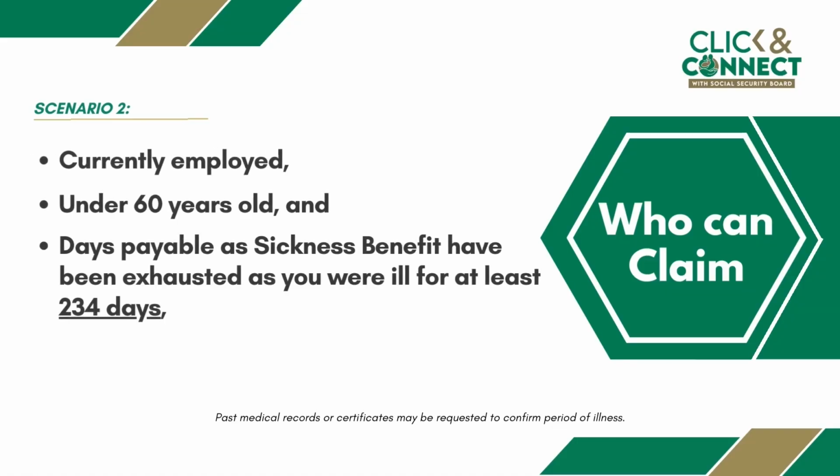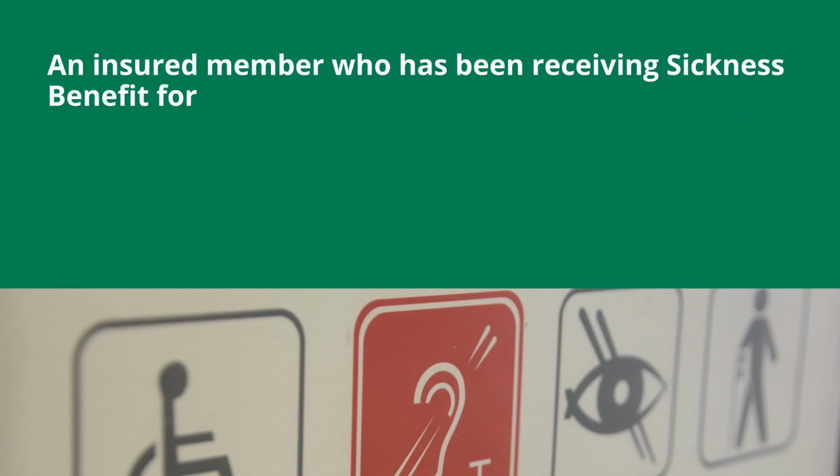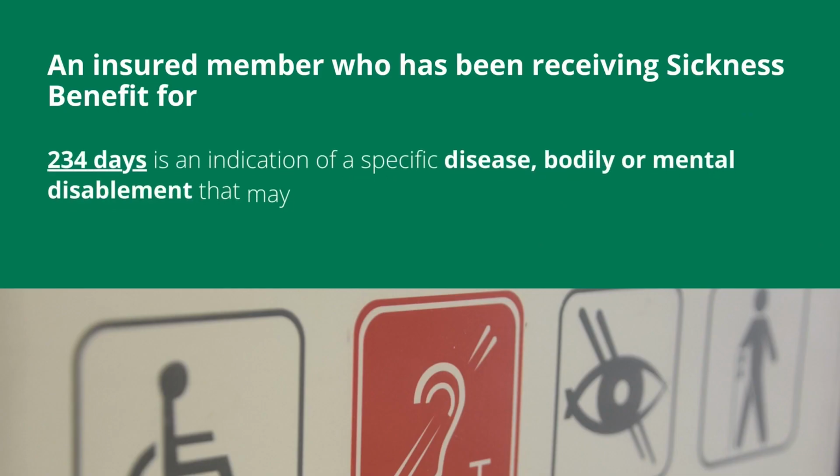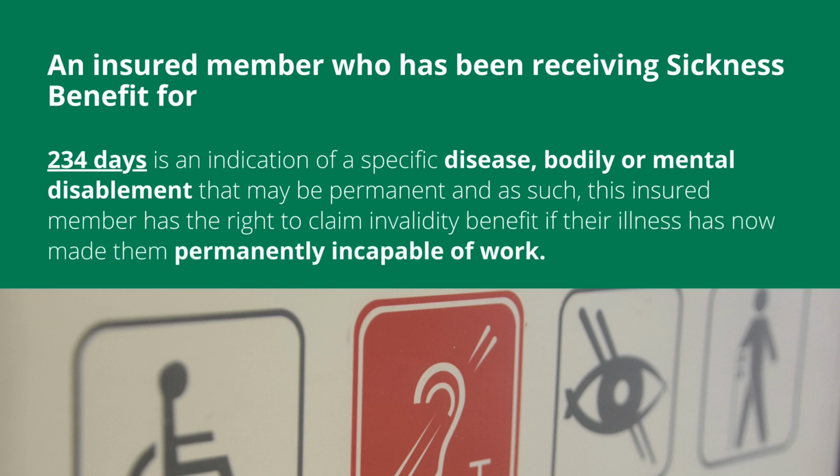Scenario 2, you are employed, you are under 60 years of age, and you have exhausted the 234 days payable as sickness benefit. An insured member who has been receiving sickness benefit for 234 days is an indication of a specific disease, bodily or mental disablement that may be permanent, and as such, this insured member has the right to claim invalidity benefit if their illness has now made them permanently incapable of work.